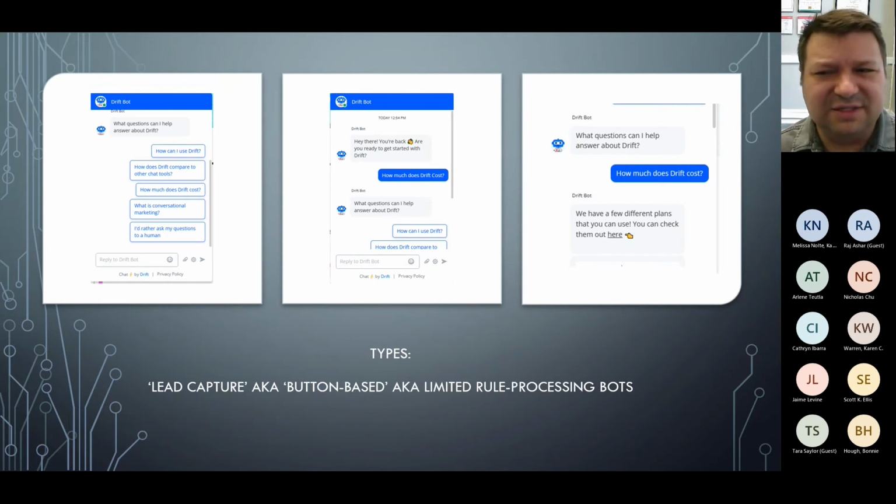And because I typed it out, it went to what's called a fallback response. It didn't actually answer my question because it didn't even understand that because I typed it out instead of clicking a button. And I had to actually click the button to get it to respond with that. We have a few different plans that you can use.